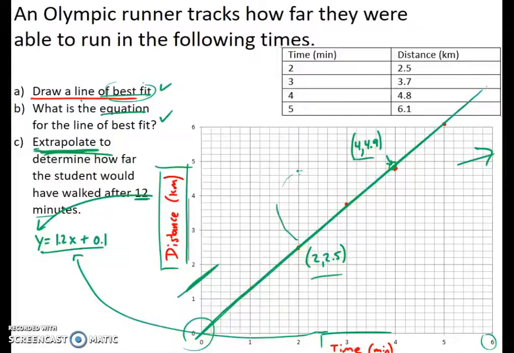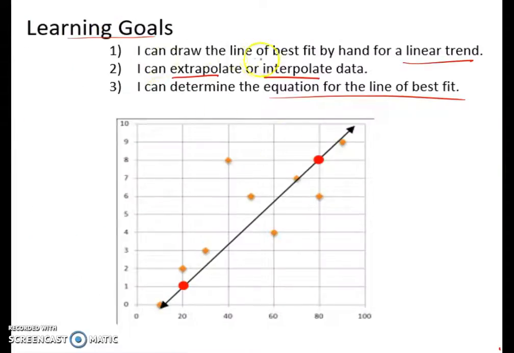So ask yourself, were you able to draw the line of best fit? Do you feel like you can do that? Okay. Can you extrapolate or interpolate data? We haven't talked about interpolate, but can you extrapolate data? And lastly, can you determine the equation for the line of best fit? So really you have to do this first, then you do the equation for your line, and lastly you can extrapolate the data.